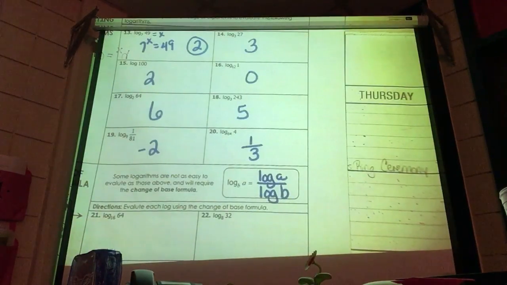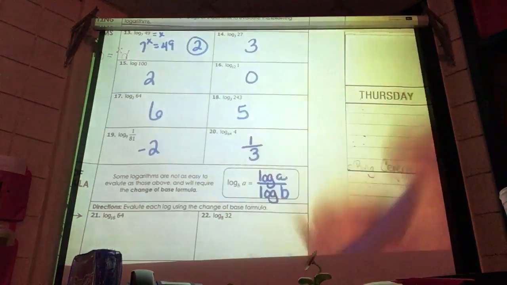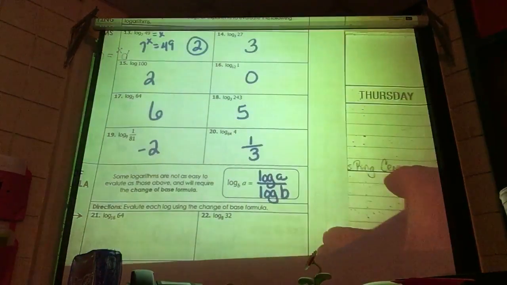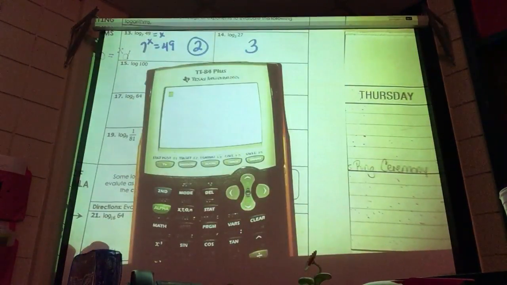Now, let me explain something to you. Log of a divided by the log of b is not the log of a over b. Does everybody understand that? Your log button on your calculator is base 10. That is why we have common logs, and that's why we have the change of base formula. So when I put this in the calculator, the log button is right beside the 7.